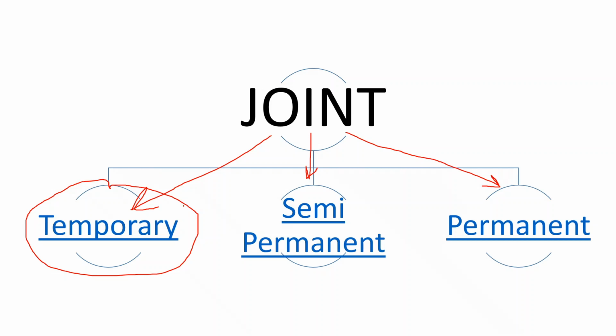Basically, in the case of a temporary joint, you can do the assembly and disassembly any number of times without breaking the components. Temporary joining is beneficial where frequent assembly and disassembly are required. An example of the temporary joint is shown in this figure.